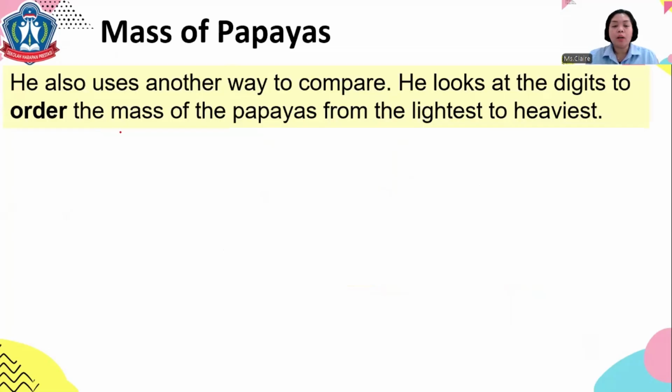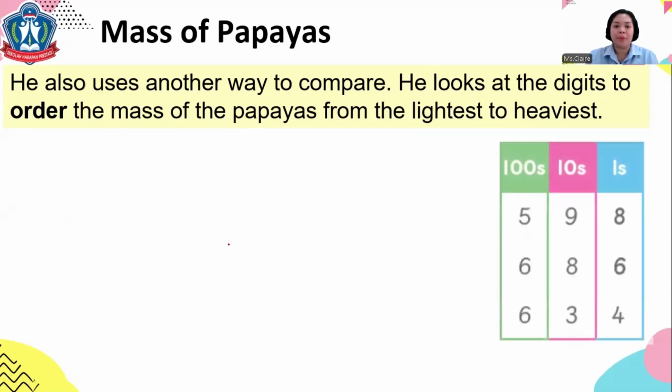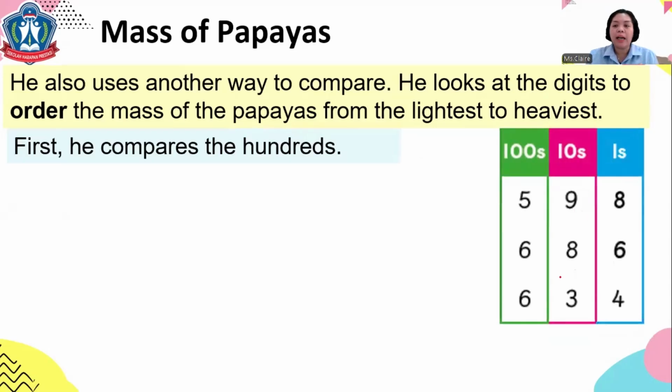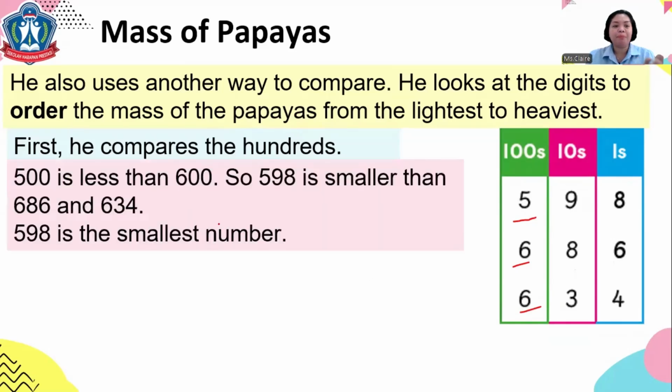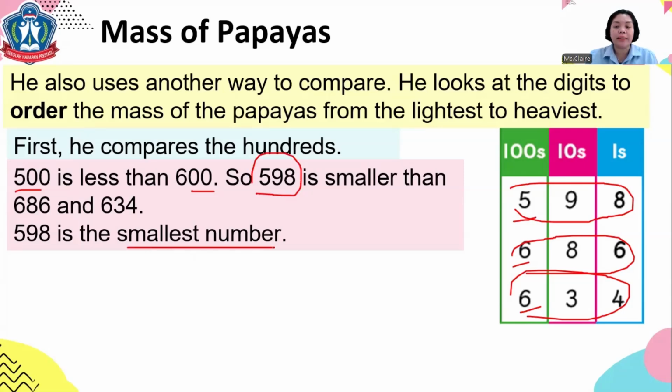Okay, he also uses another way to compare. This time, he looks at the digits to order the mass of the papayas from the lightest to the heaviest. Remember, use the digits of the number. First, he compares the hundreds. We have 500, 600, and another 600. There are two 600s, right? 500 is less than 600, so automatically, P3, this is the smallest number. So 598 is smaller than 686 and 634. Again, 598 is the smallest number because it has only 500 in the hundreds place.